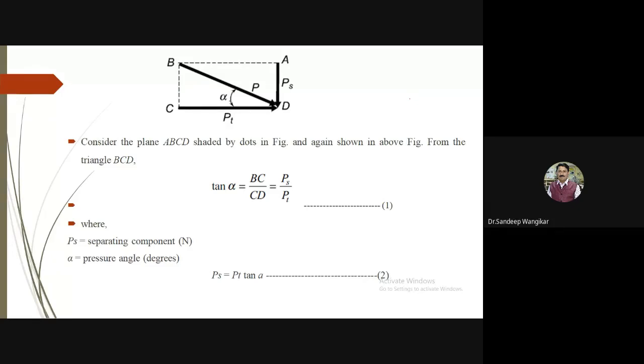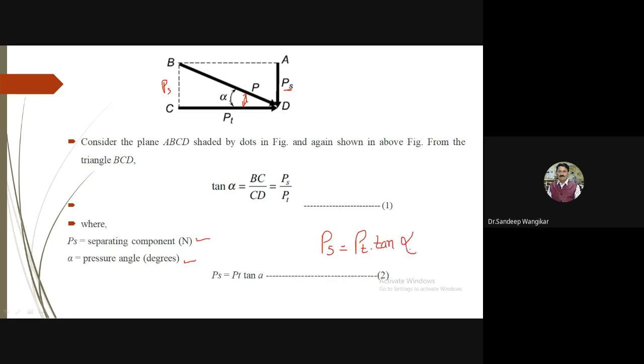So here you can see, consider plane A, B, C, D, from triangle B, C, D. This angle is alpha, so tan of alpha is equal to BC by CD. So tan of alpha is equal to PS by PT, since AD is PS, and therefore this is also PS. Tan of alpha is equal to PS by PT, where PS stands for the separating component in Newton and alpha stands for the pressure angle. This gives us the relation PS is equal to PT into tan of alpha.